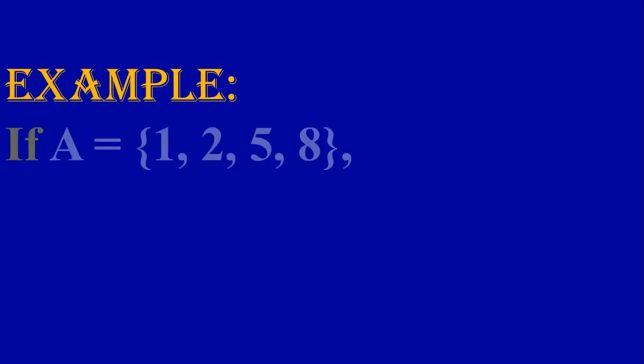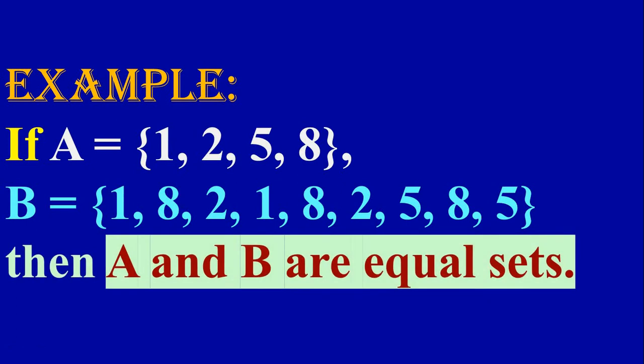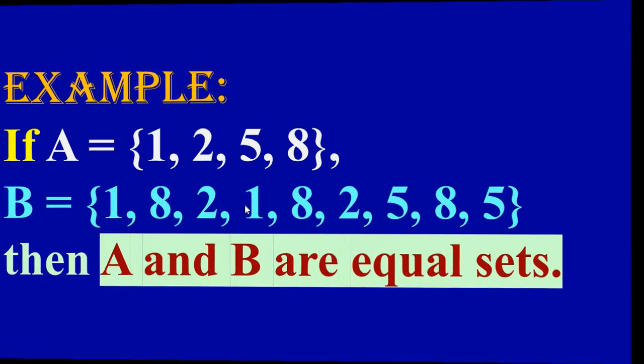We see one more example. A equal to {1, 2, 5, 8} and B equal to {1, 8, 2, 1, 8, 2, 5, 5}. Now here the numbers are 1, 2, 5, 8. Now in B also we have 1, 8, 2. Again 1 is repeated, 8 is repeated, 2 is repeated, and 5. So here the numbers are 1, 8, 2, 5. It is the same as the elements of A only. So here also A and B are equal. Again in a set, if elements are repeated, we should not count them. Order is not important. Even if elements are repeated, we should not count them. So here also set A and set B are equal.